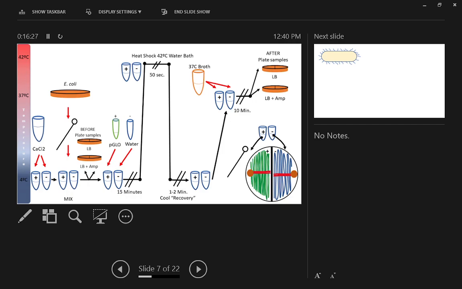After 15 minutes, you are then going to take your tubes and go over to the water bath.